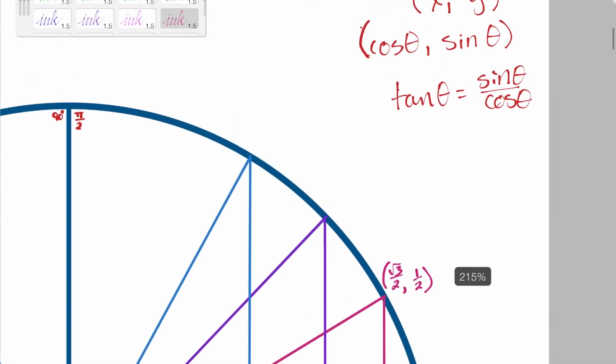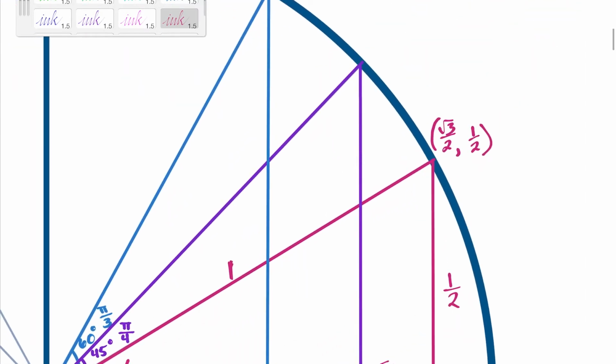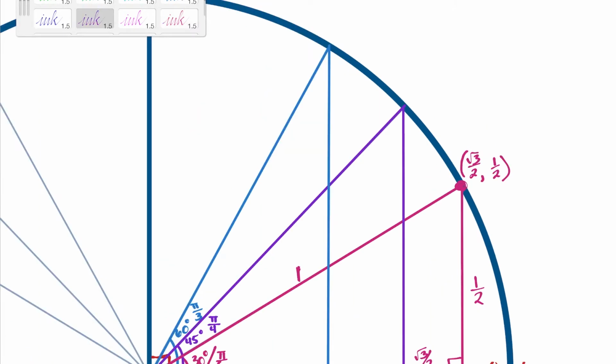So we can see this as a cosine comma sine instead of just an x comma y. So we now can see our cosine of our 30 degrees and our sine of our 30 degrees in this unit here. Next is our 45, 45, 90.